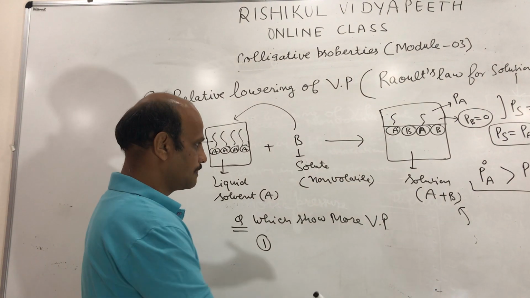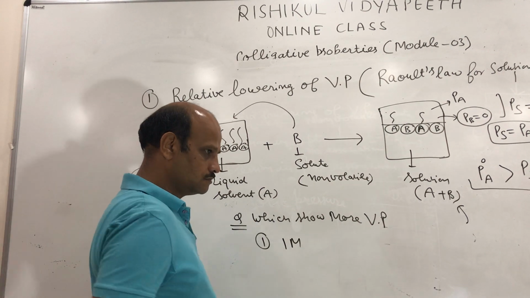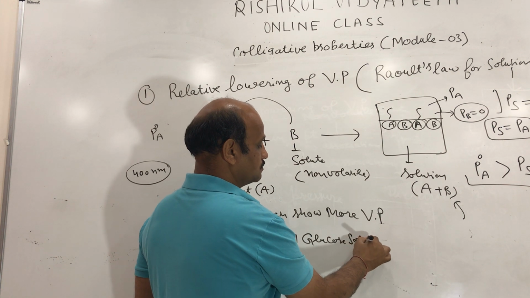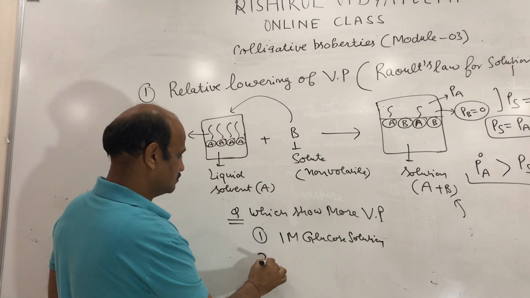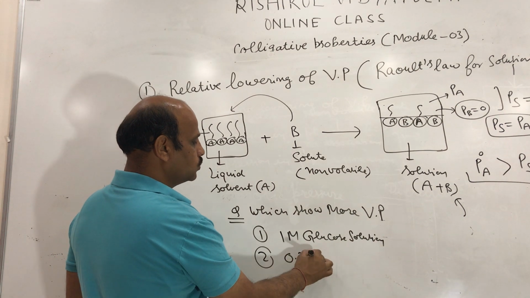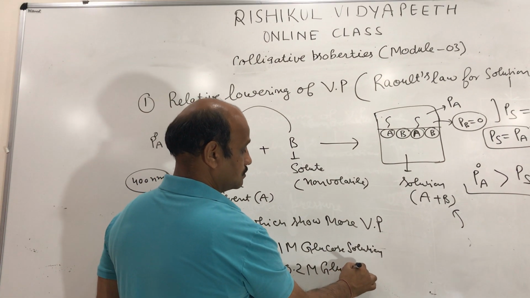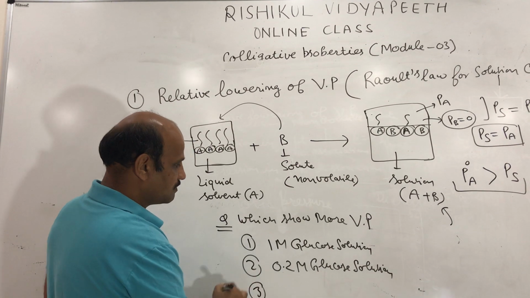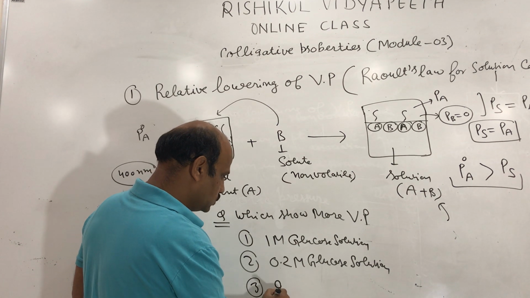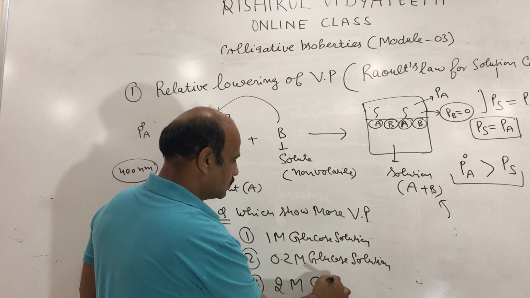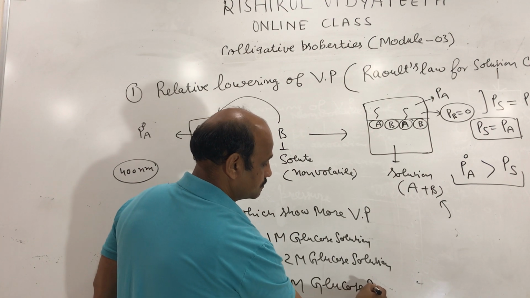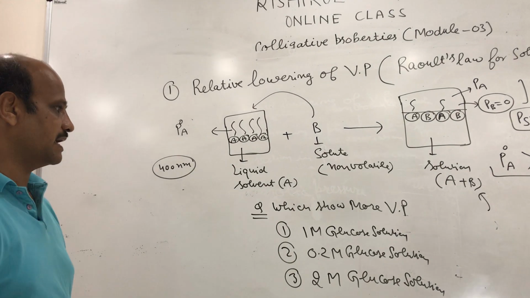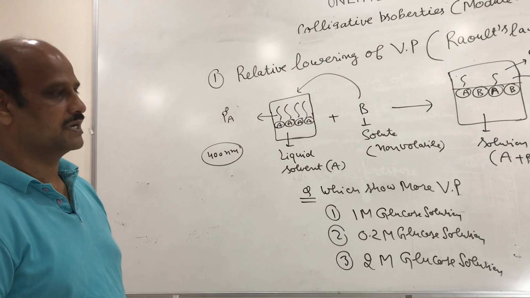First case I am taking 1 molar glucose solution, 0.2 molar glucose solution, and 2 molar glucose solution, and you are to tell which has more vapor pressure.